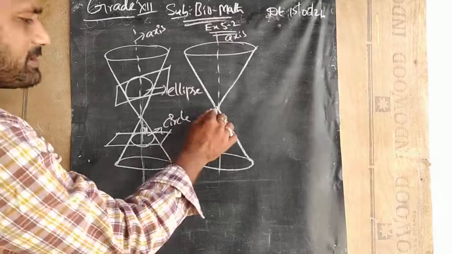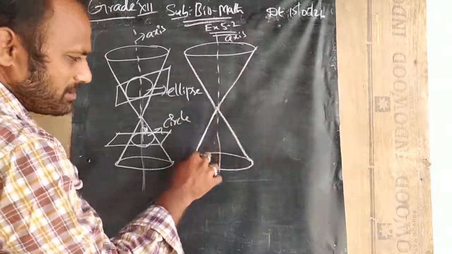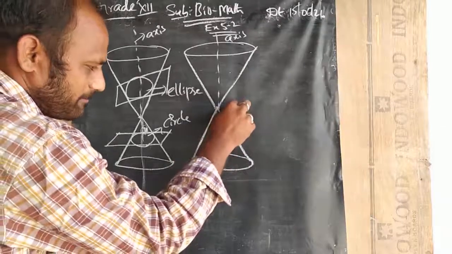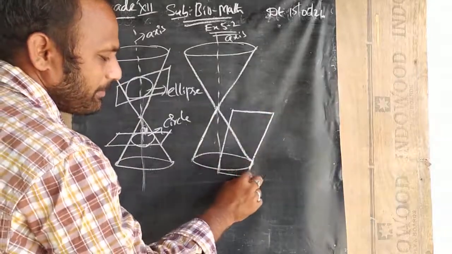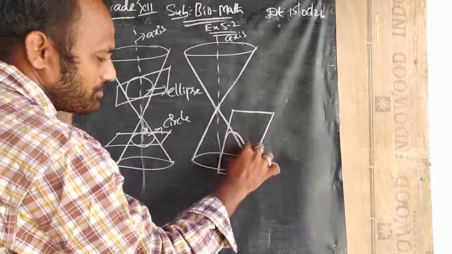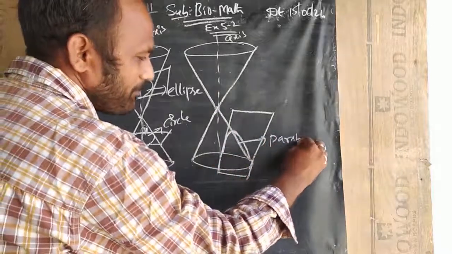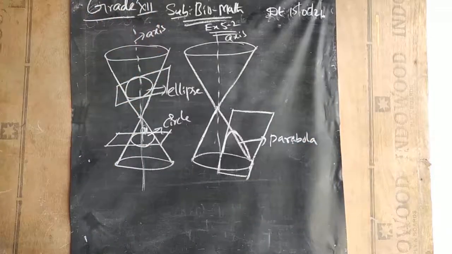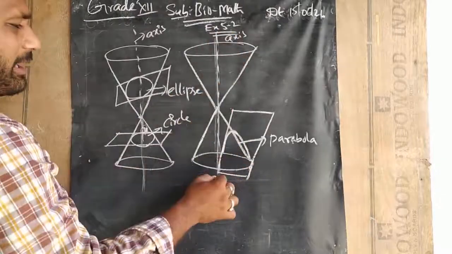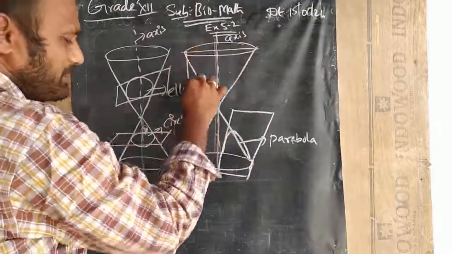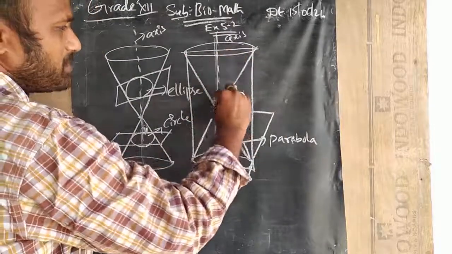Next, if I am placing the plane parallel to this cone, if I am placing the plane like this here, the shape formed will be a parabola. Next, if I am placing the same plane exactly parallel to this axis, the shape obtained will be a hyperbola.